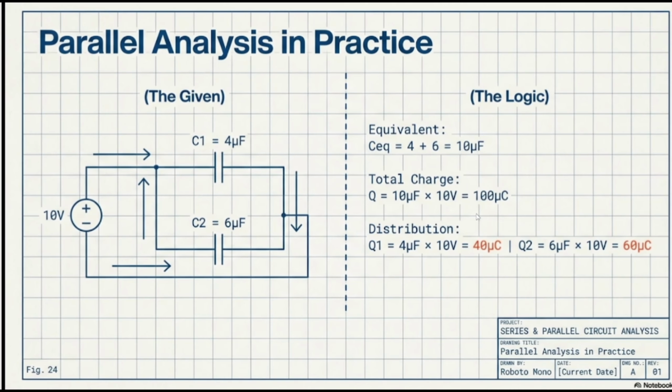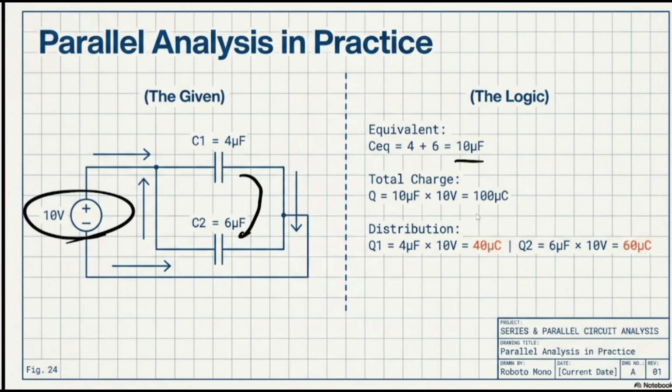So let's have a condition where my 10 volts, the DC voltage, is connected to 4 microfarad and 6 microfarad. At the end of the day, the main question is: what is the C equal? As you guys know, this parallel combination of capacitors is going to be 4 plus 6, or C1 plus C2. So we do have 10 microfarad.